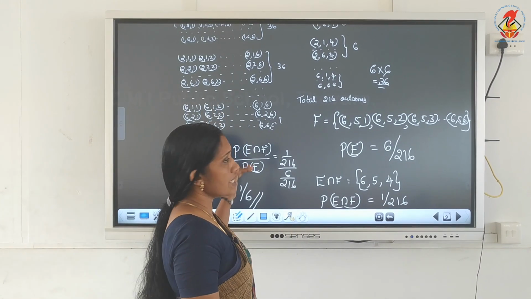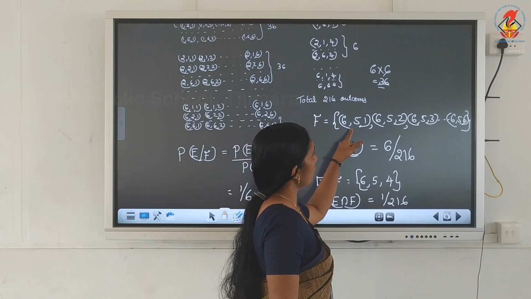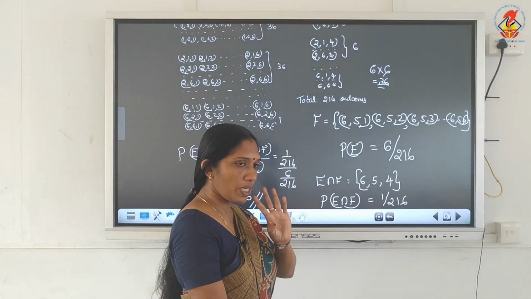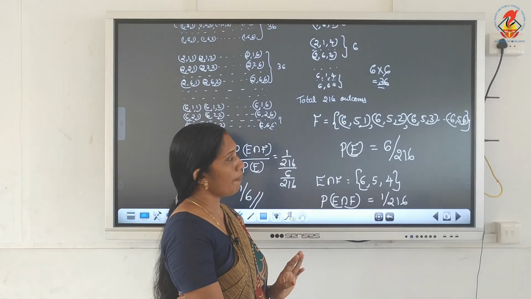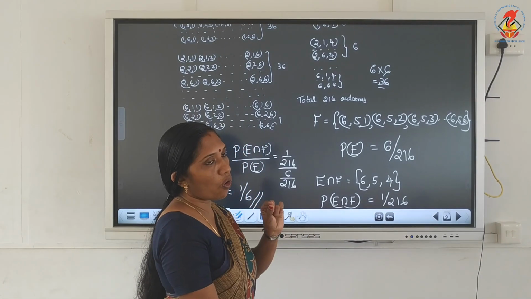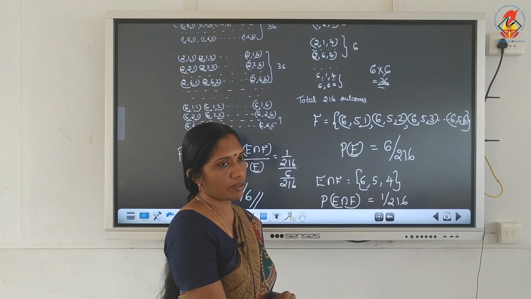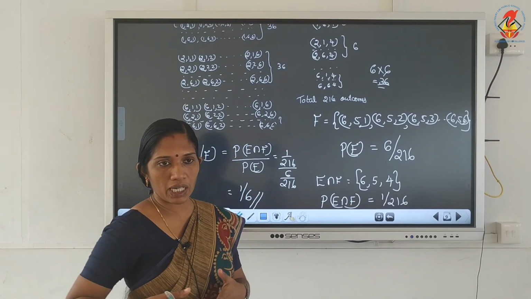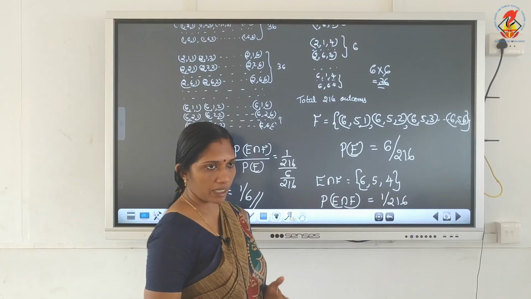So when we check all these elements, F means the set of (6,5,1), (6,5,2), etc. (6,5,6). So there are only 6 elements in that set. Now E means 4 comes in the third toss. So third number as 4. Third number as 4, there are 36 elements.